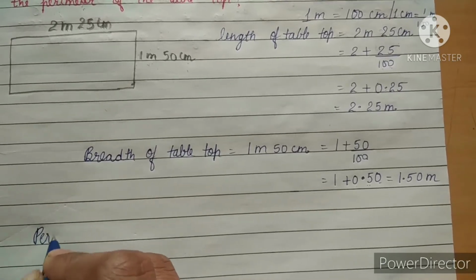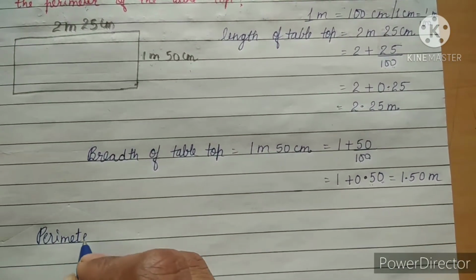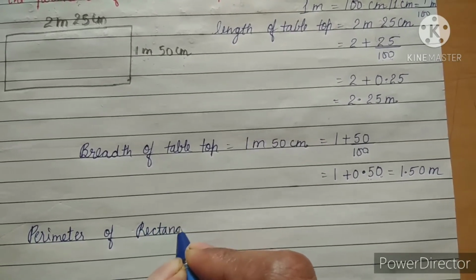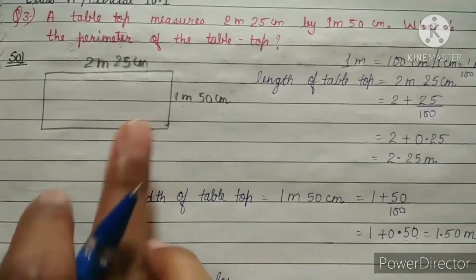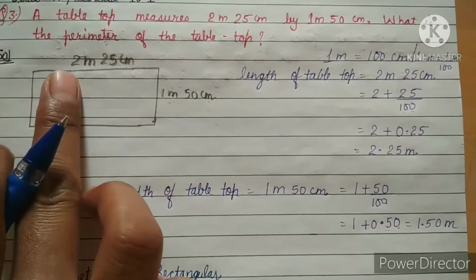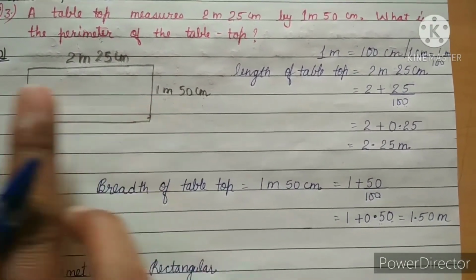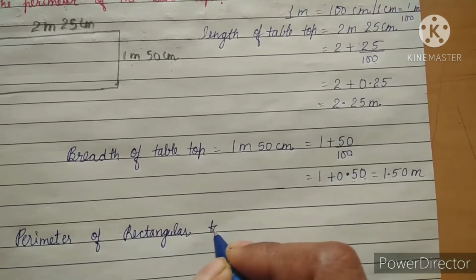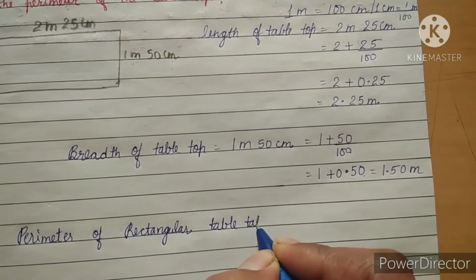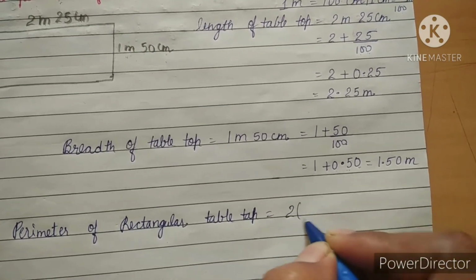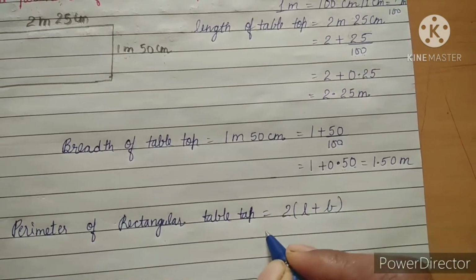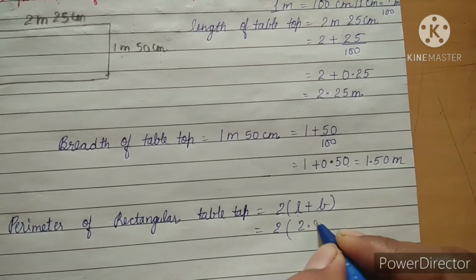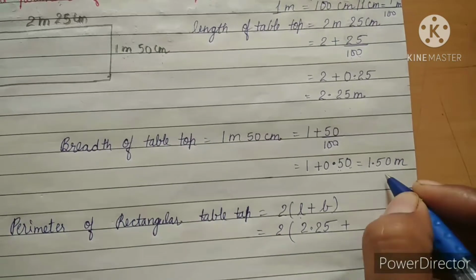Perimeter of rectangular. Why rectangular? Because in the table size, you can see all sides are not equal, breadth is different and length is also different. So this is the rectangular tabletop. Perimeter is 2 into length plus breadth. Length is 2.25 and the breadth is 1.50.